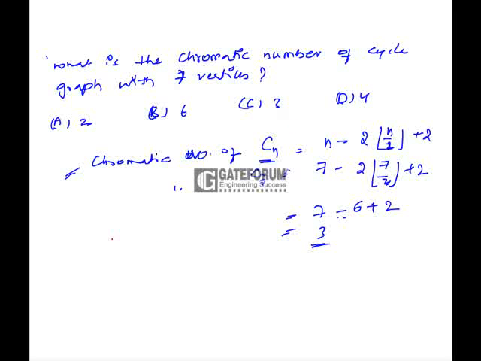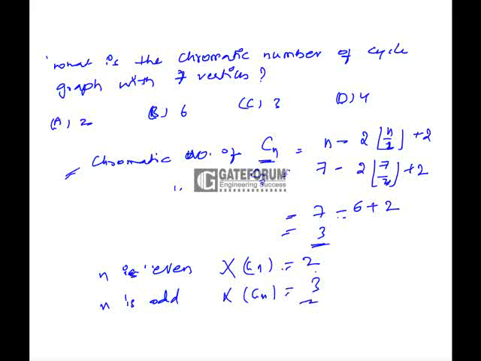In shortcut, we can say if n is even, then the chromatic number of Cn is 2, and if n is odd, the chromatic number of Cn is 3. Here the given number of vertices is 7, which is odd. So the chromatic number is 3, and the correct option is option C.